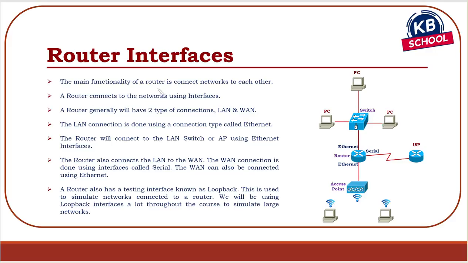So again, as I said, the main functionality of the router is to connect networks to each other, and that's done by using these interfaces. A router generally has two types of main connections, LAN and WAN. LAN connection is generally done through Ethernet, whereas the WAN is done through a serial connection, although nowadays the WAN can also be done through Ethernet. We'll also take a look in the course at a special type of interface called a loopback. This is generally for teaching purposes, although it does have a specific use in networking, as you will learn in later courses.